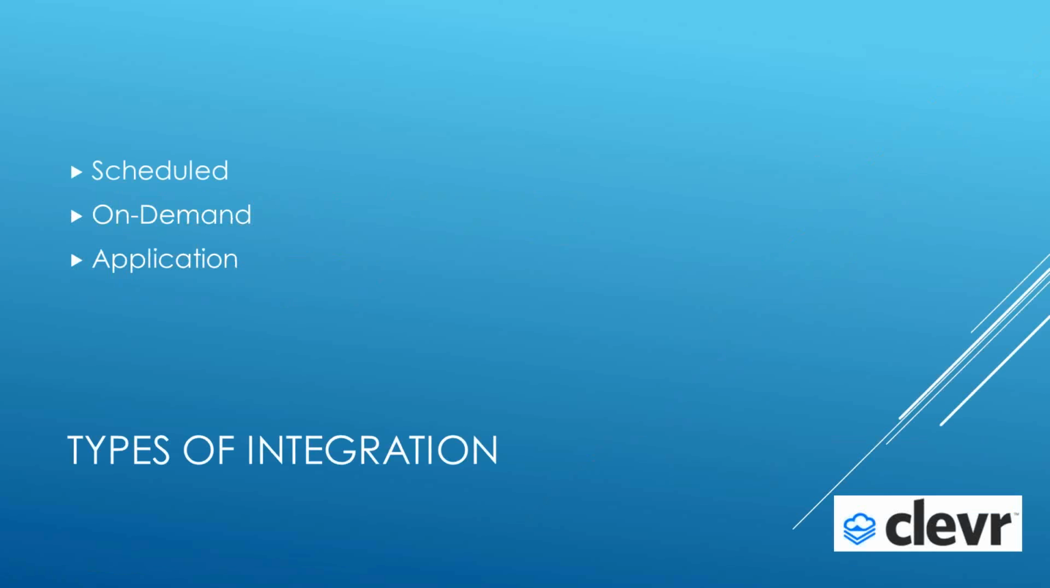clevr Maplewood integration functionality pulls data from the Maplewood web service into the clevr database. There are currently three types of integration: scheduled, on-demand, and application.